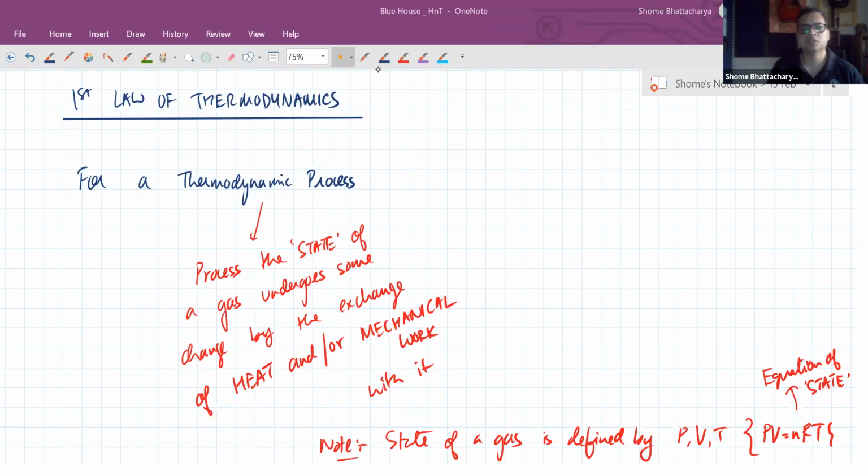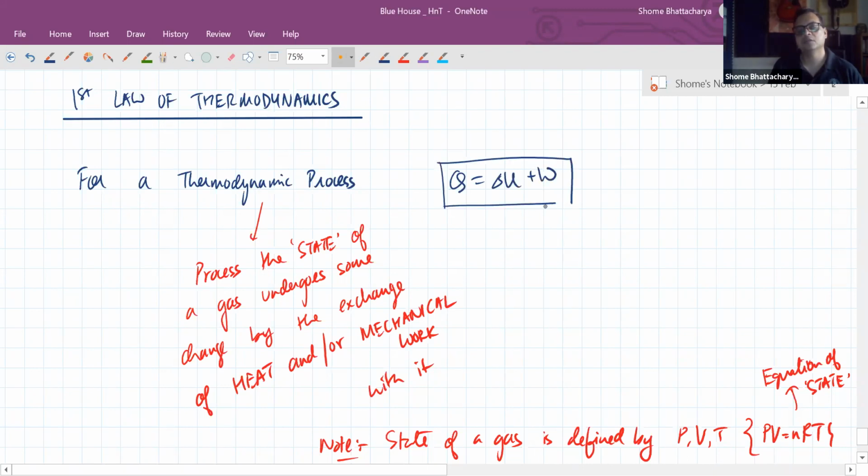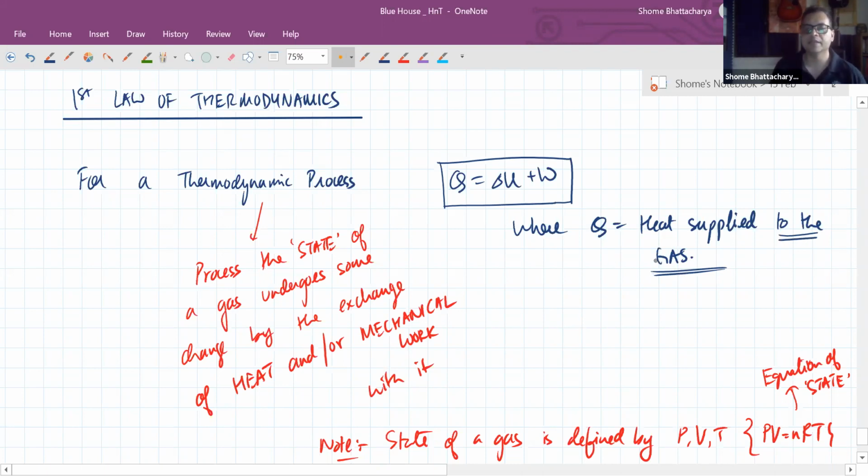So anyway, now coming back to this, the first law of thermodynamics tells that for any thermodynamic process, Q is equal to delta U plus W, where Q is the heat supplied to the gas. You must remember this. This is not the heat absorbed from the gas, but the heat supplied to the gas. So Q can be positive when we are supplying some heat, and Q will become negative when we are absorbing some heat from the gas.